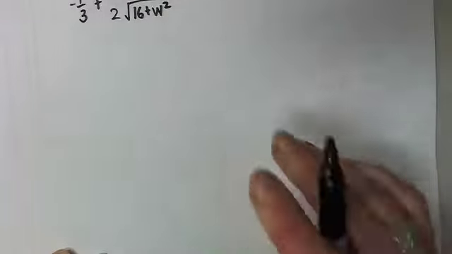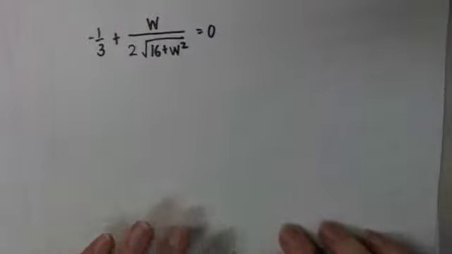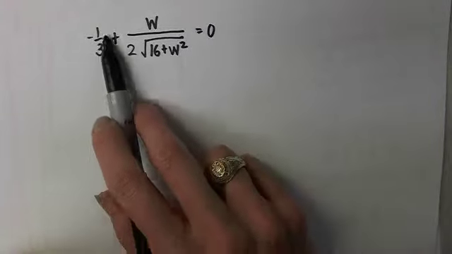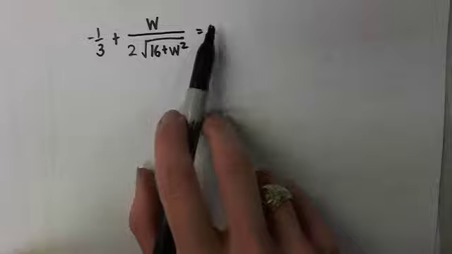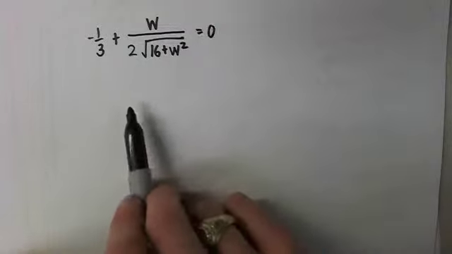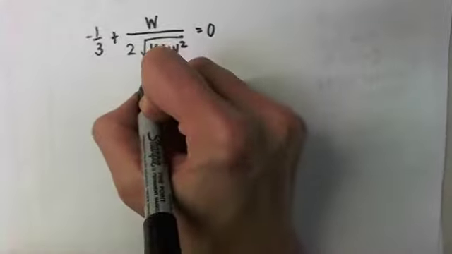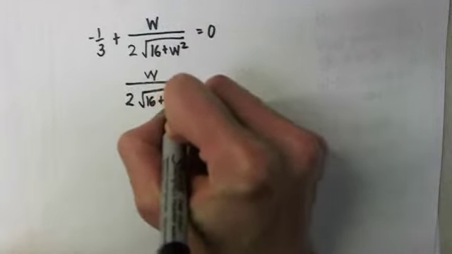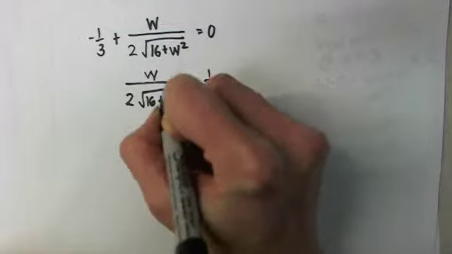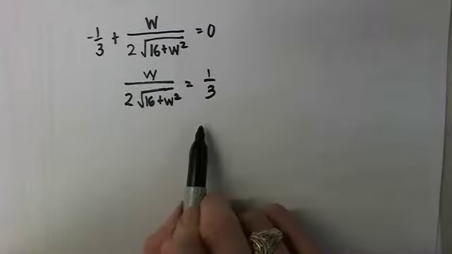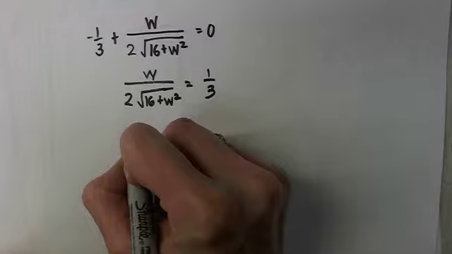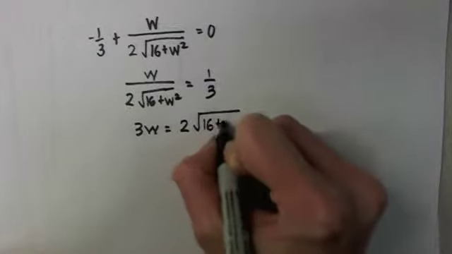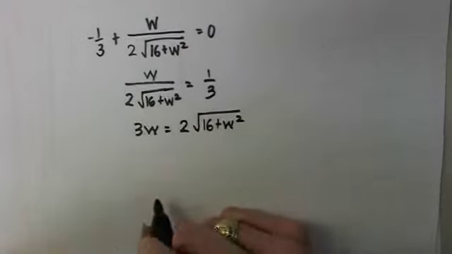Where does that equal 0? When I've got two fractions, I might want to take one fraction over to the other side of the equation and then cross multiply to clear out my denominators. So if I add 1/3 over to the other side, now we can cross multiply to clear out denominators. So we get 3w equals 2 times the square root of 16 plus w squared.